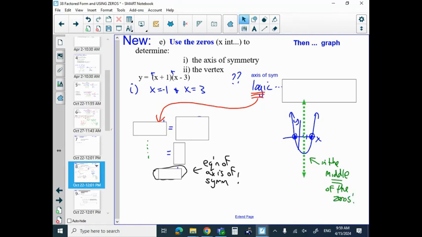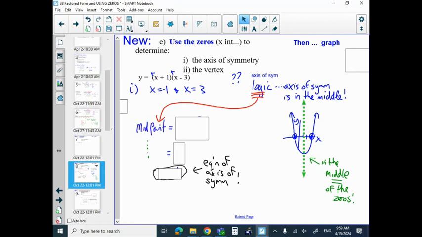Well, we can do that mathematically as well. We know that it's in the middle of the zeros. And so to find the middle of anything, finding the midpoint, you might remember this from grade 9, but if not, it's just sort of logic, right? You just add things up and divide by 2. It's the same as what you think of as finding the average.